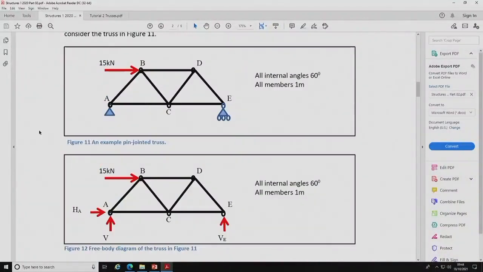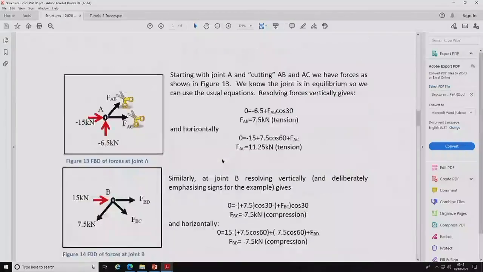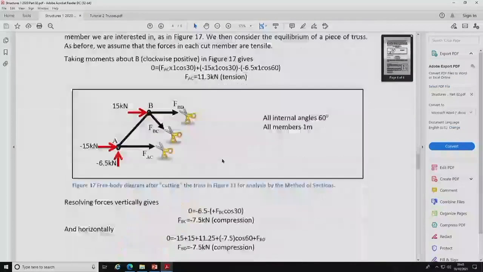So what you do is, instead of cutting just the members around a joint, you cut through the structure. So you can have a virtual cut here, here, and here. Now, that makes the structure into two parts, and wherever you have cut, you put a reaction force, equal and opposite, that may be acting at those points, and then carry out the equilibrium equations. So this is called the method of section.